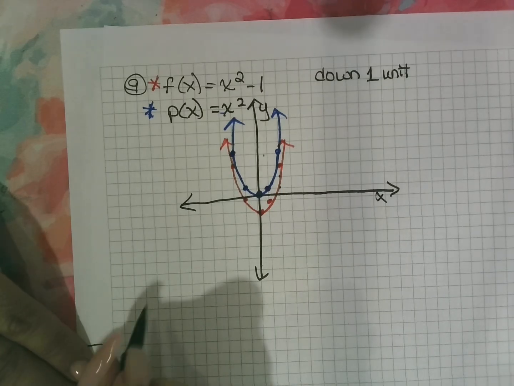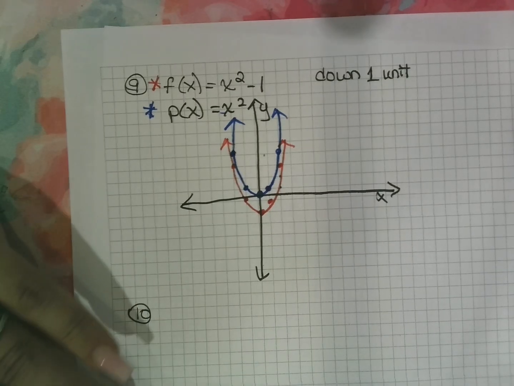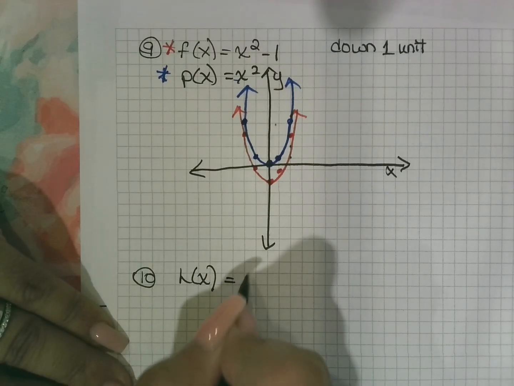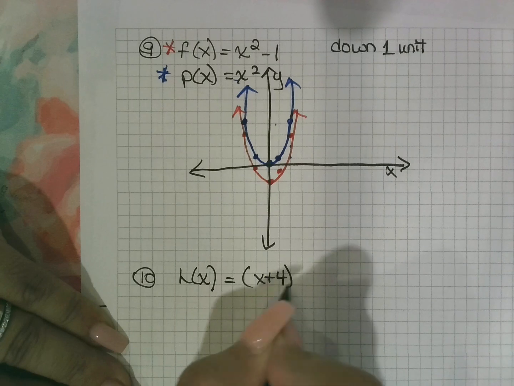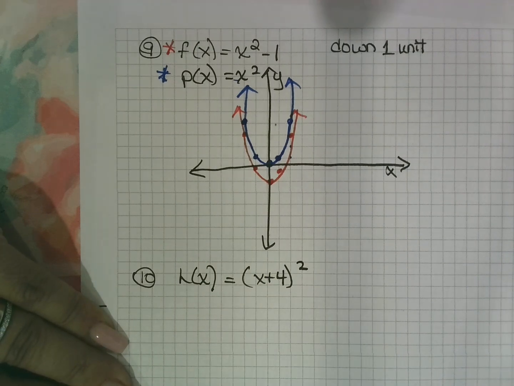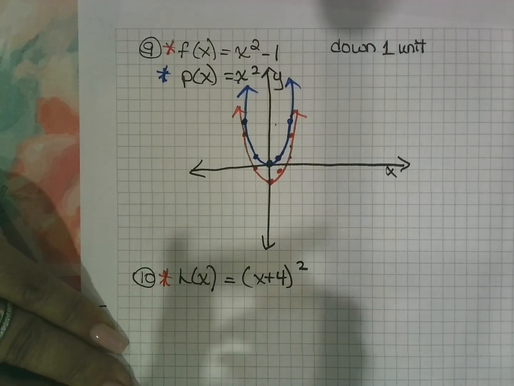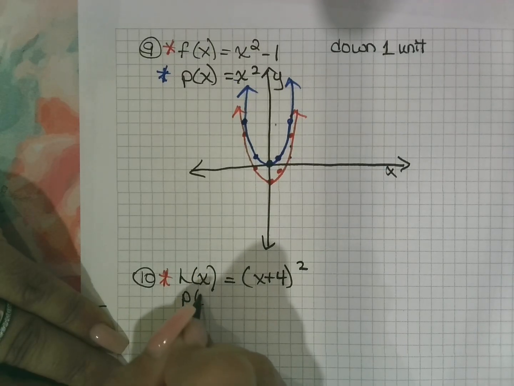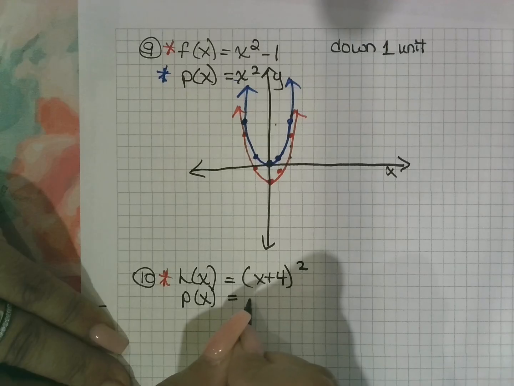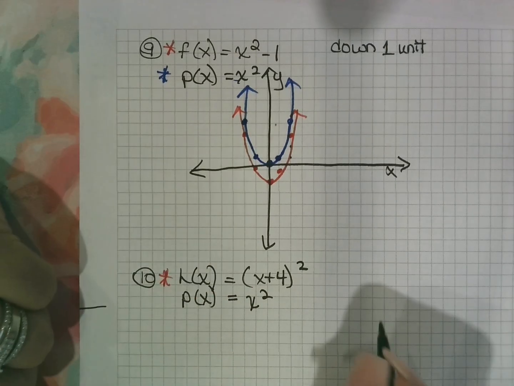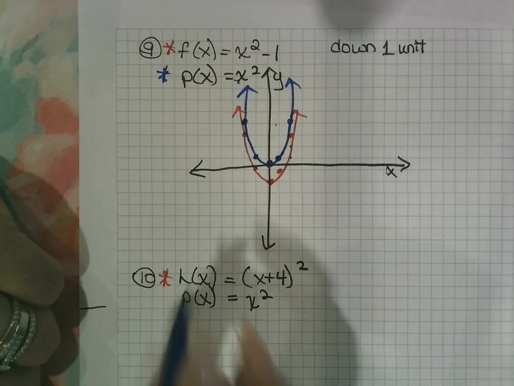Number 10. Number 10 is also quadratic. And this is the transform function, will be in red. And the original parent function, p of x, is equal to x squared. So it is going to look very much like that blue one.